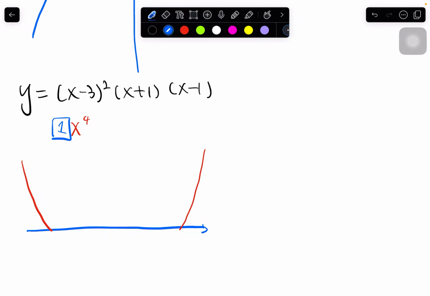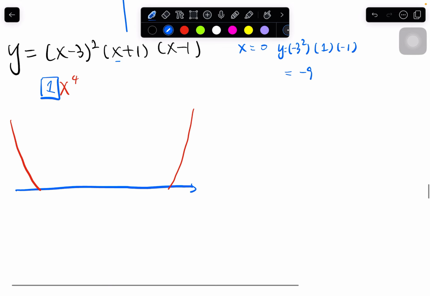Then we're going to talk about its y-interception. So we just set x equals 0, and we have 3 squared minus 3 squared times y equals minus 3 squared, just let these all be 0, and times 1 times minus 1, which equals minus 9. So we got the interception should be 0, minus 9.